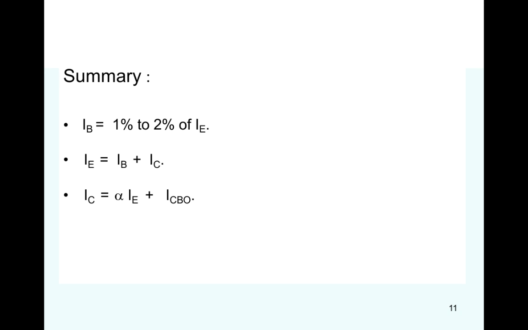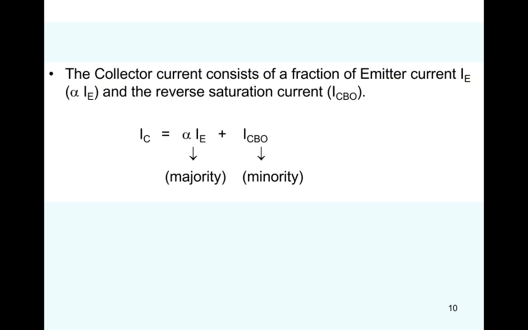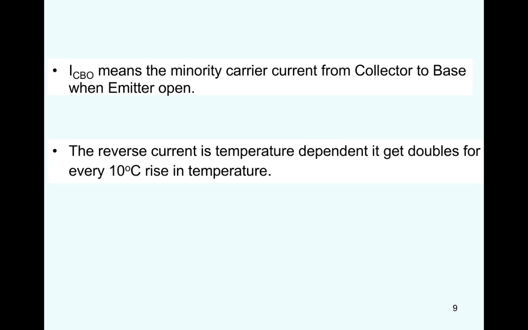So in this way we can derive the formulas for transistor currents IB, IE and IC. So what did we study? We studied the active operation of the NPN transistor.